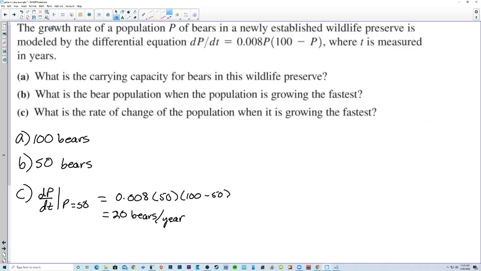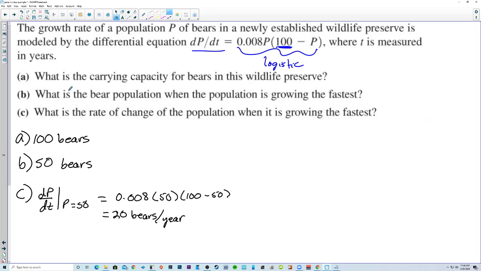The growth rate of a population P of bears in a newly established wildlife preserve is modeled by the differential equation dP/dt equals this, and this is logistic, where t is measured in years. What is the carrying capacity for bears in this wildlife preserve? Well, the carrying capacity is sitting right there.